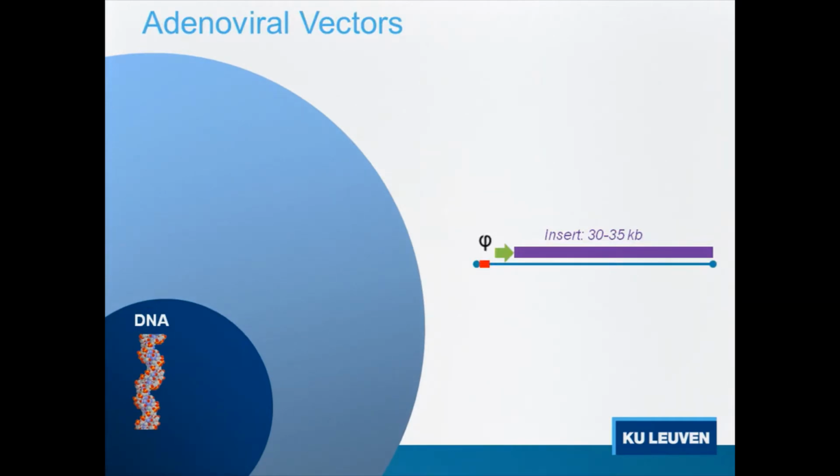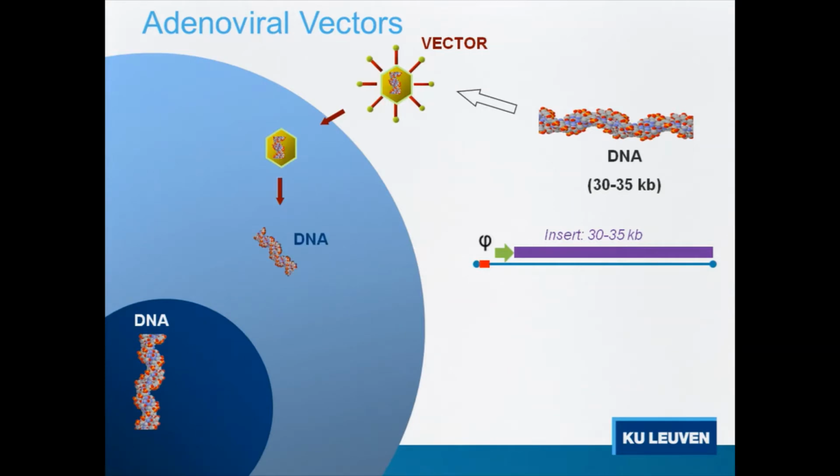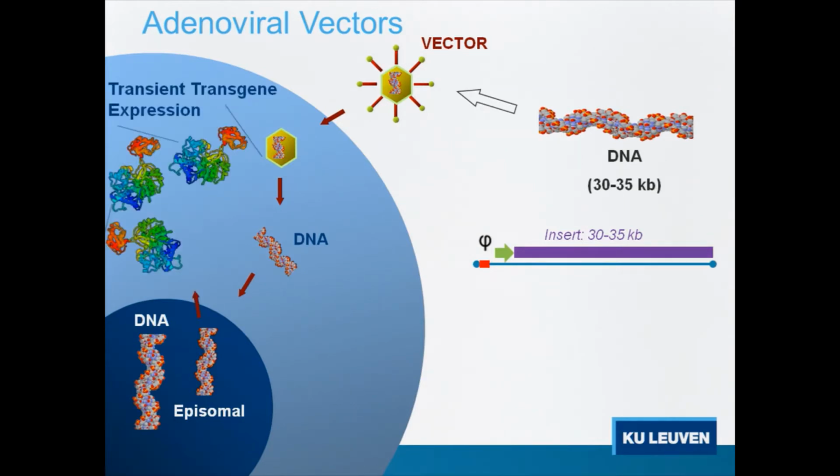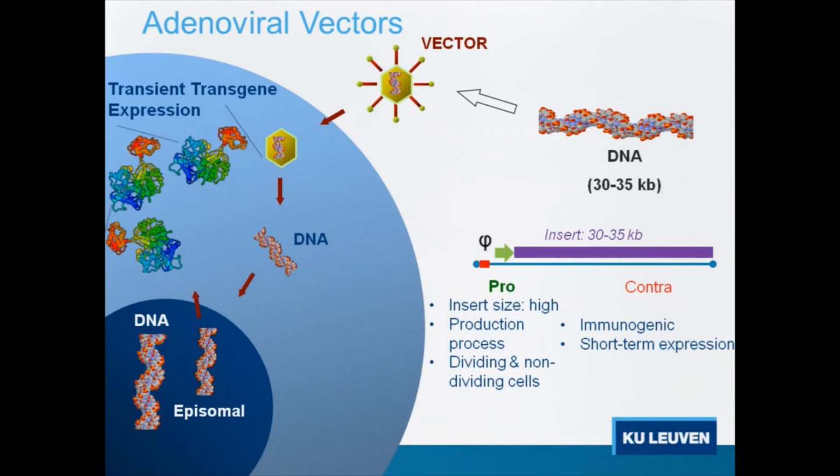So the first category that I'd like to explain are the adenoviral vectors. These are DNA vectors which can carry quite a high payload of up to 30 to 35 kilobases, and after introduction of the vector, they will deliver the DNA into the cell, and it will stay as episomal DNA in the nucleus and then lead to production of your transgenes. The advantage of adenoviral vectors is that they can carry a high payload, so you can introduce large genes, they are quite easy to produce, and they can transduce dividing and non-dividing cells.